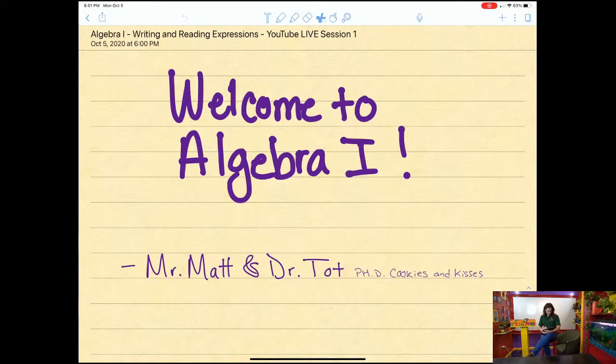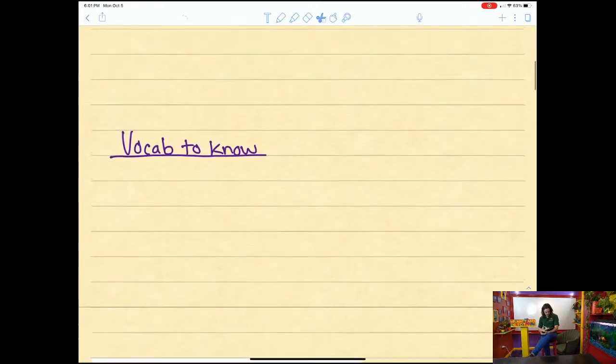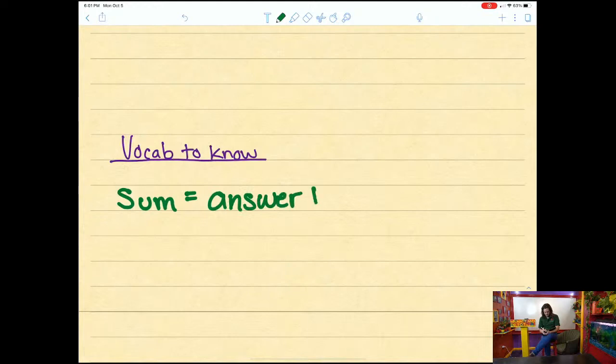So first of all, some vocab that we need to know. The sum of a number of values, and it could be more than two, but the sum of any number of values is going to be the answer to an addition problem.